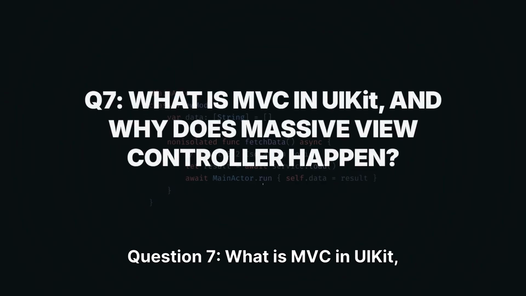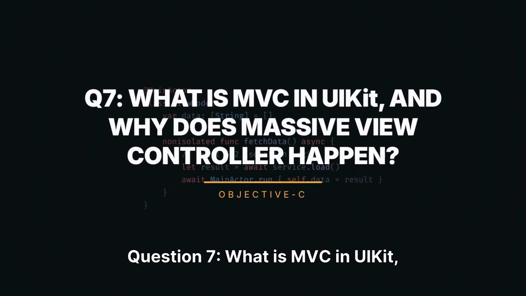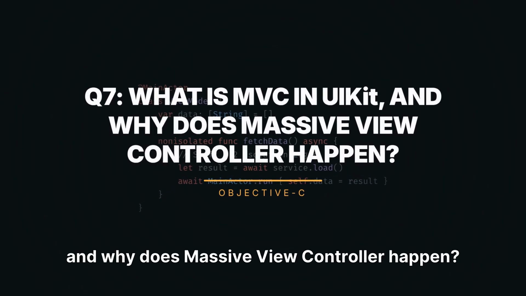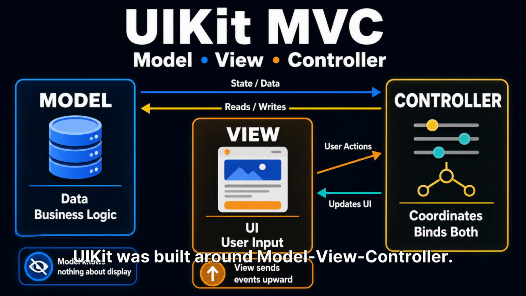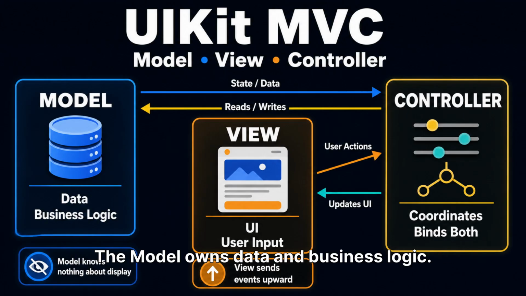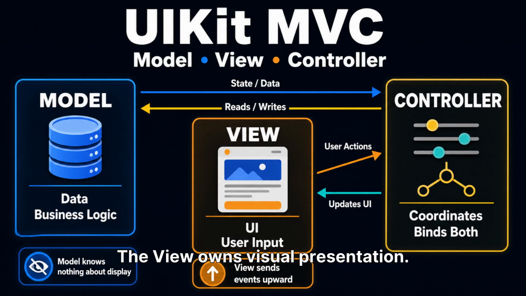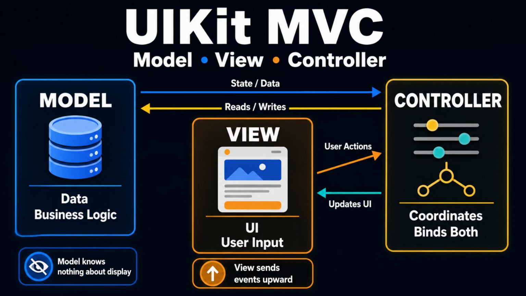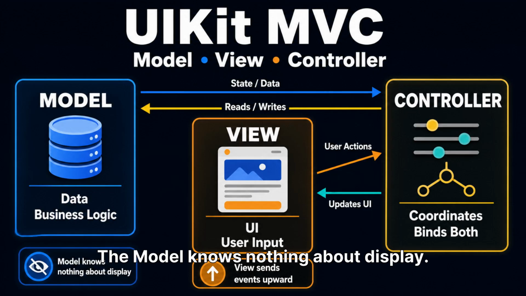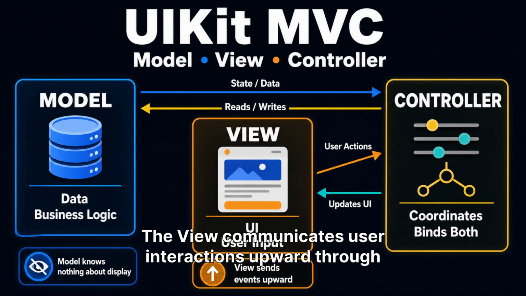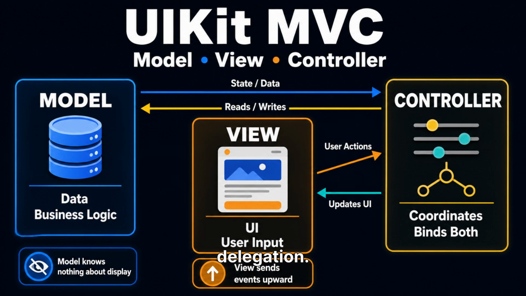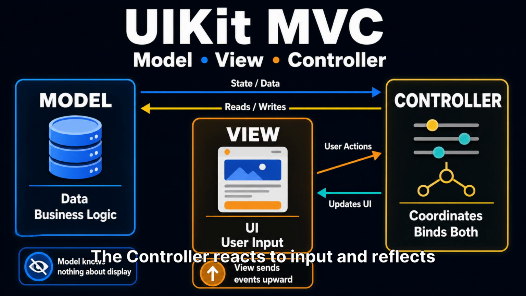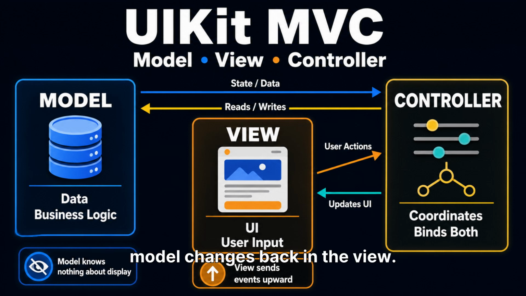Question 7. What is MVC in UIKit, and why does Massive View Controller happen? UIKit was built around Model View Controller. The model owns data and business logic. The view owns visual presentation. The controller, UIViewController, is the coordinator binding them together. The model knows nothing about display. The view communicates user interactions upward through delegation. The controller reacts to input and reflects model changes back in the view.